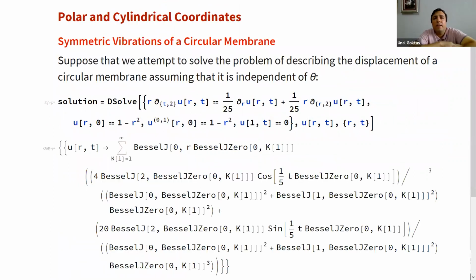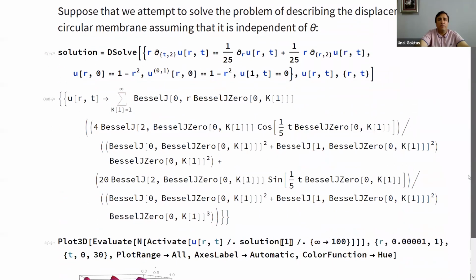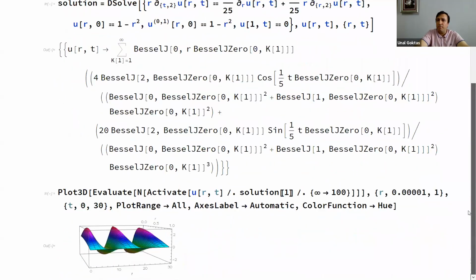Next, we have a symmetric vibration of a circular membrane. So we switch to polar and cylindrical coordinates. And in this case, since we have symmetry, there is no theta dependency. We just have r and t in the system as independent variables. And the solution is found as an infinite sum. And when we plot it, the solution will be looking like this here.